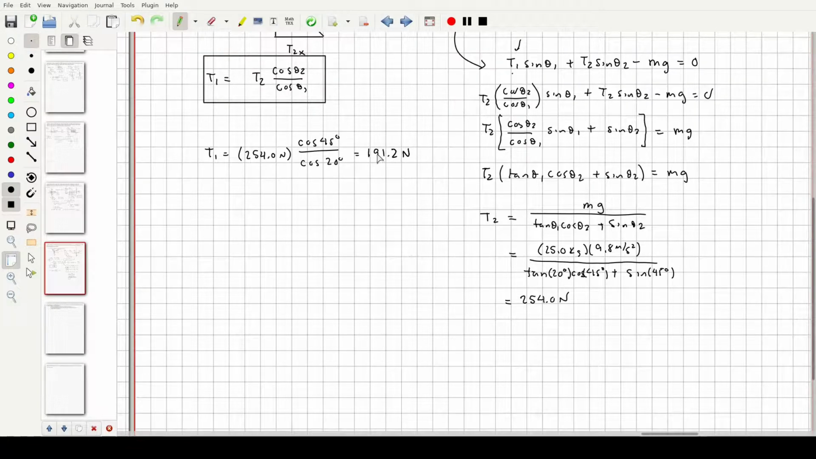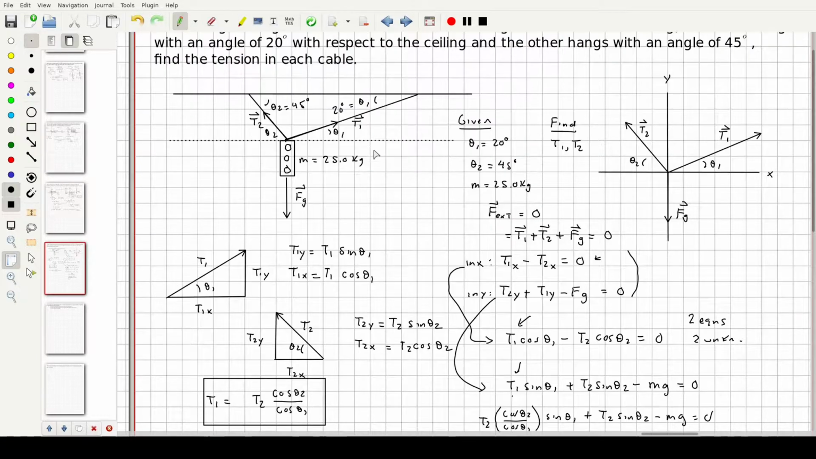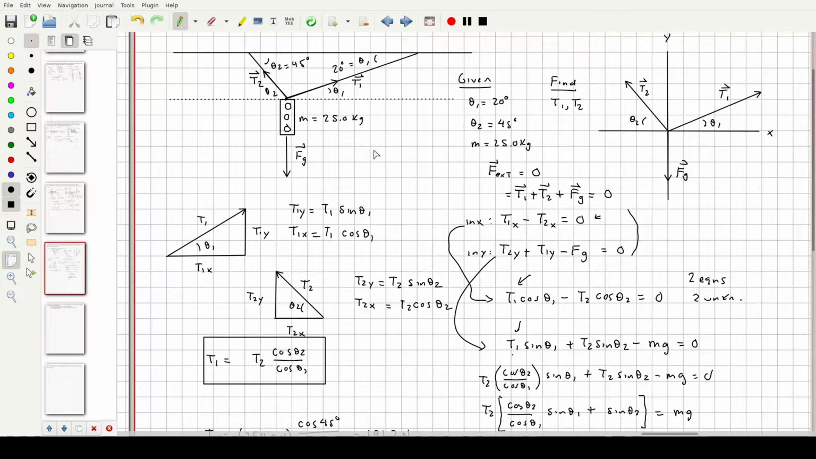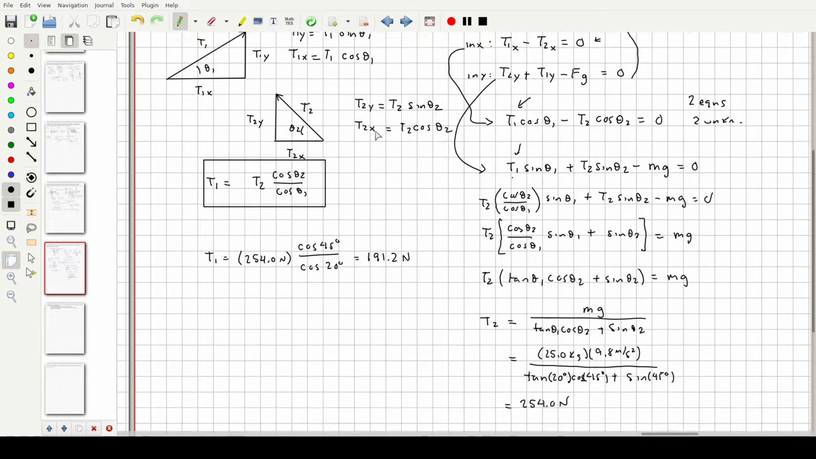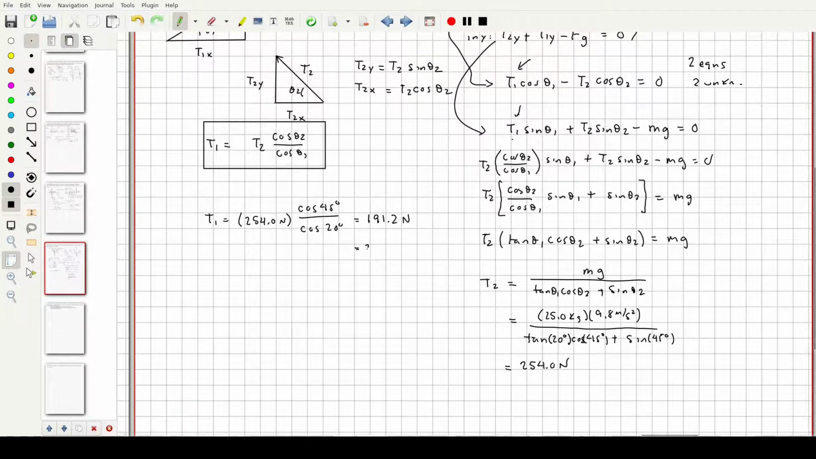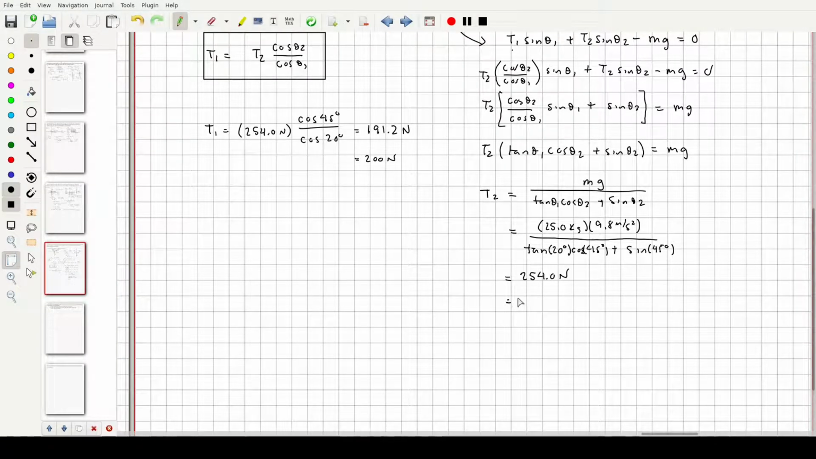Okay. So what we have here for our tensions is that T1 is 191.2 newtons. But if you stick to the number of sig figs here, which we have, it's just 1, this would be about 200 newtons. And again, 1 sig fig, this ends up being about 300 newtons. So there would be your answers right there.